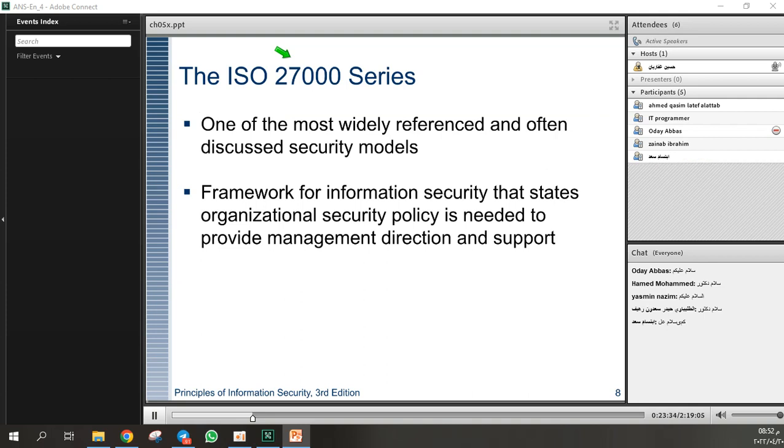This series of standards, ISO 27000, is the most widely referenced and often discussed in security models. Okay. We can use this series, these documents, ISO 27000 series, to prepare our models, our security models or security reference.